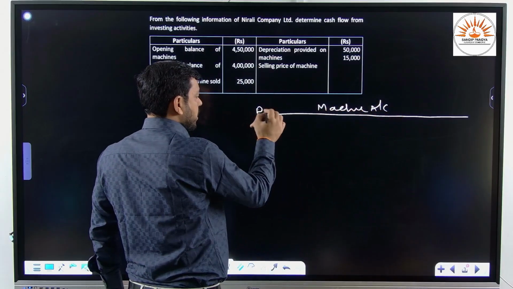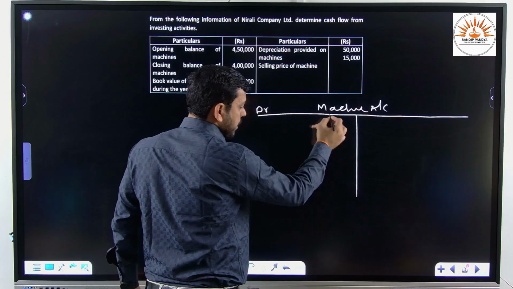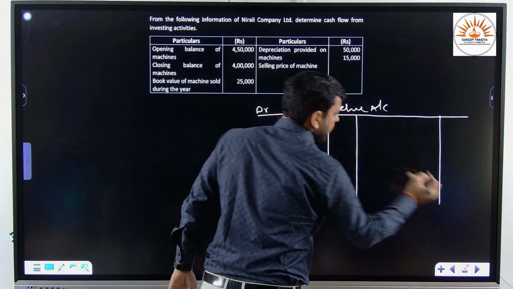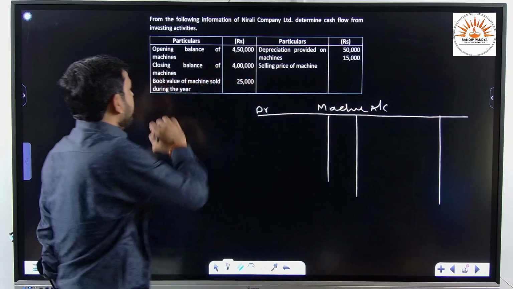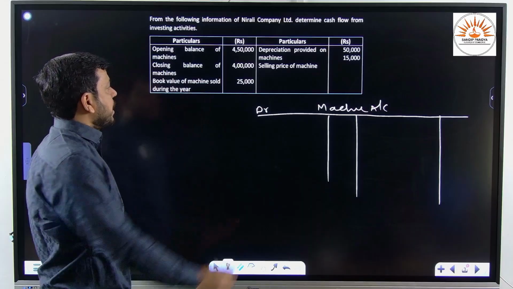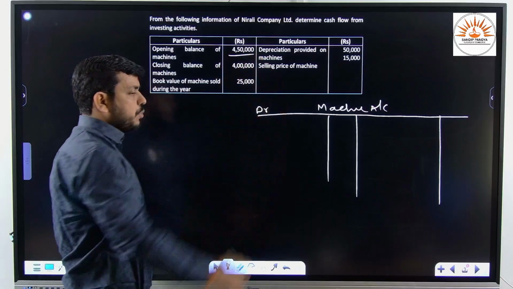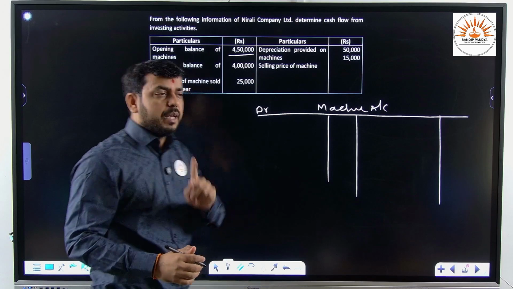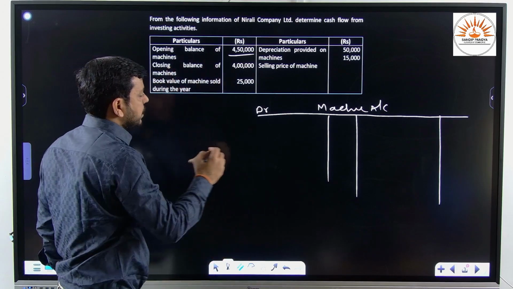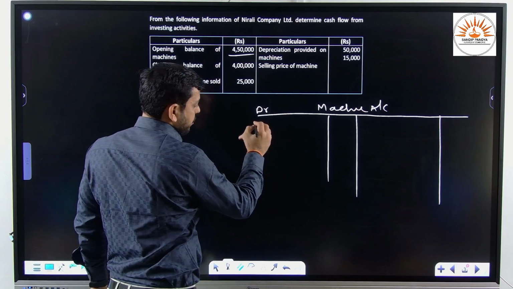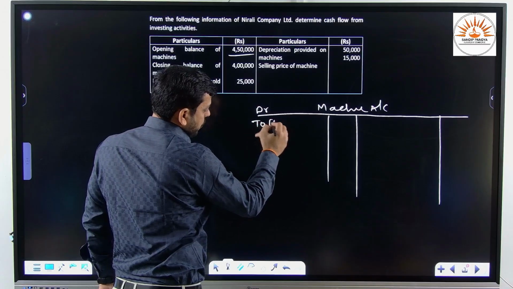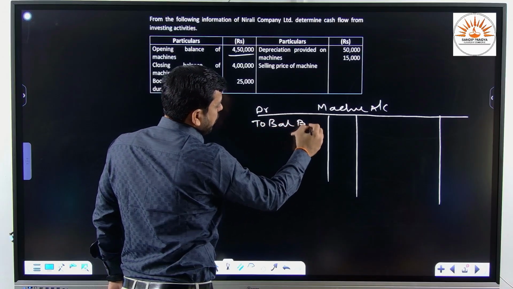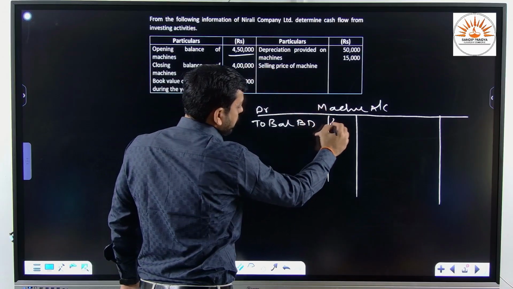As we know, machine account has a debit side and a credit side. So what we have been given, opening balance of machine account, that is rupees 4,50,000. As we know, machine is an asset for us and an asset account always shows a debit balance. Hence, any opening balance of an asset will be written on the debit side. Hence, we shall write to balance brought down. That will be 4,50,000.